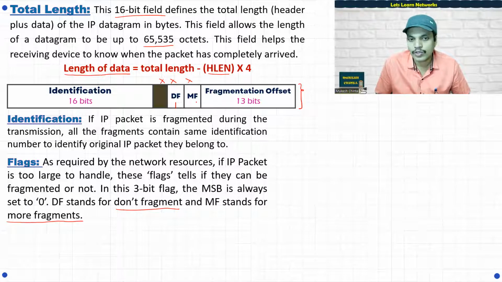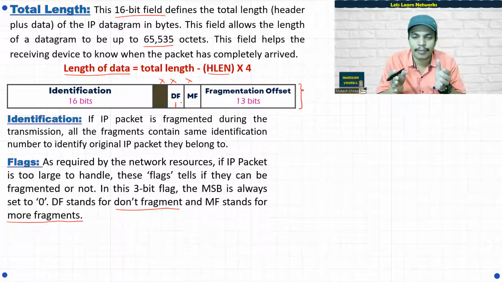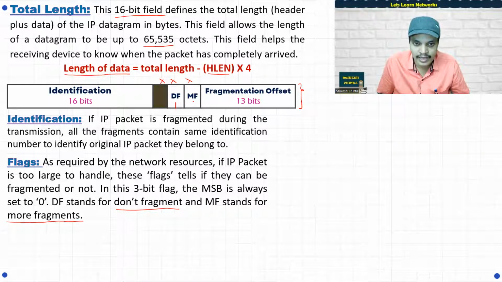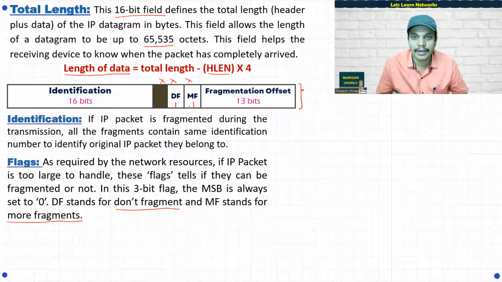Okay. What about this more fragments? As I told you, if I break a small packet into 3 pieces, for the first one and second one, I have to tell the receiver that there is another one coming. For those 2 fragments, I will say MF as 1, which means I'm telling the receiver there are more fragments coming. This is not the last fragment. But for the last fragment, I'll put MF as 0, so that the receiver knows that there is no more data left. This is the last fragment. Simply, I'm conveying to the receiver that there are more coming and which is the last one. That's all. So for that reason, these 2 flags are used.